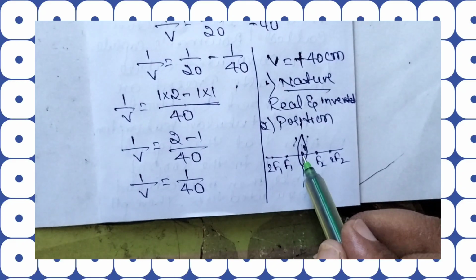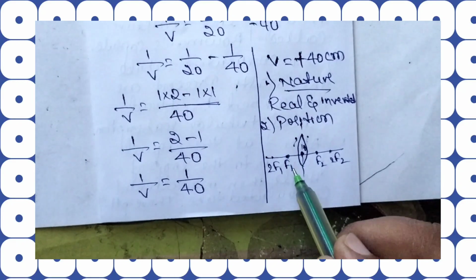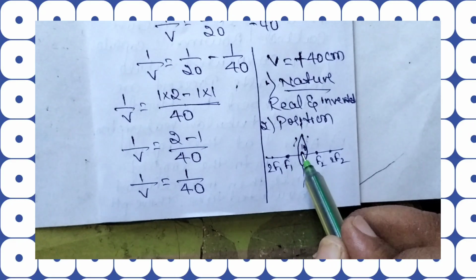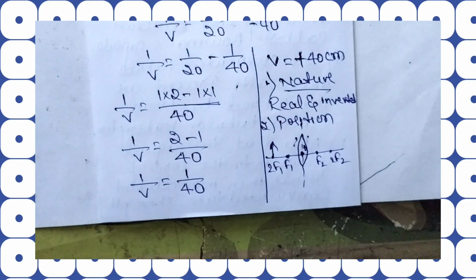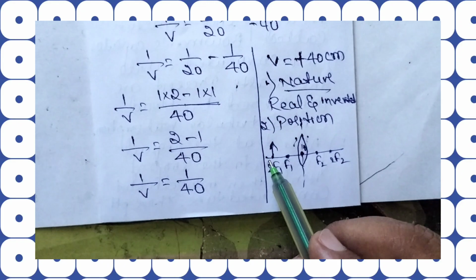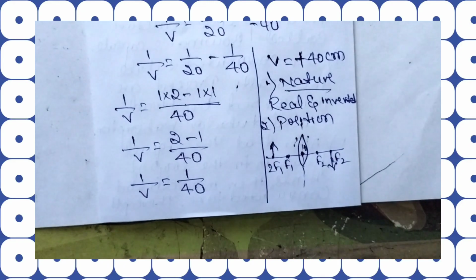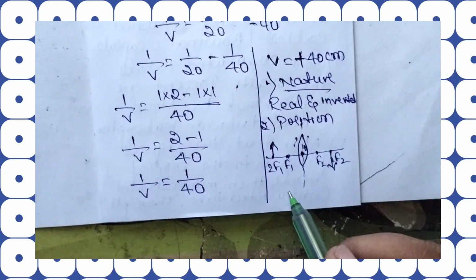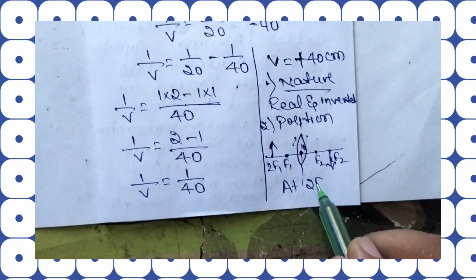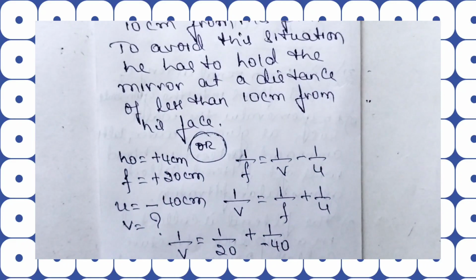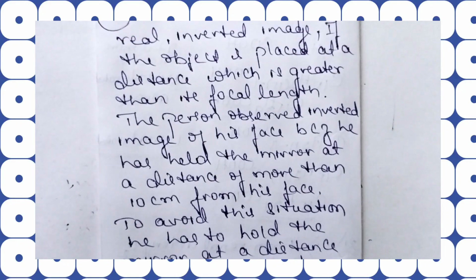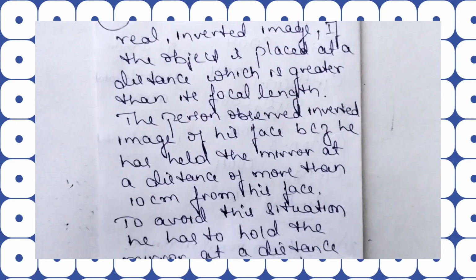So focal length is given as 20, so from here to here is 20. Object distance is given as 40, so from here to here is 40. So where have we placed the object? We have placed the object at 2f1. When object is kept at 2f1, the image is formed at 2f2. So image at 2f2. So this is the position of the image. So the nature is real and inverted. The position: the object is at 2f1, so the image is at 2f2.